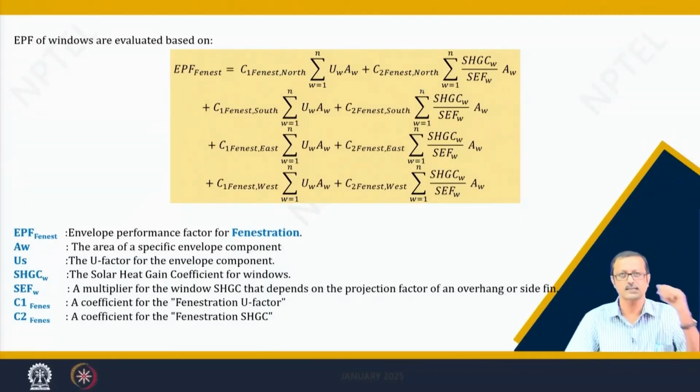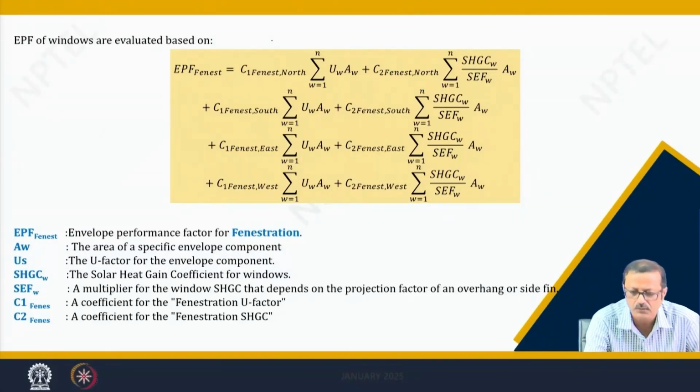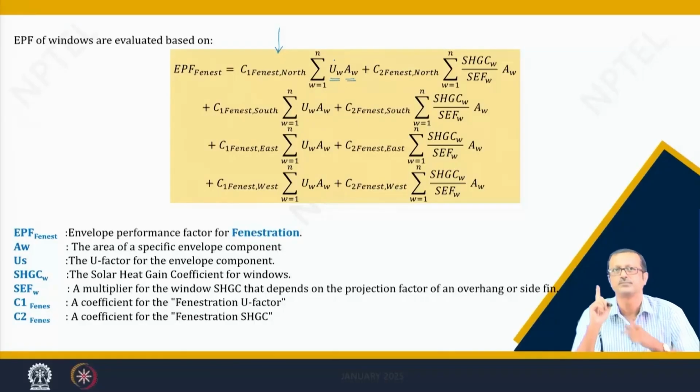I told you earlier that you have to calculate the area of the north windows, south windows, east and west separately, not like the wall area and roof area, where you calculate the whole. There is no need to calculate the east wall area or the west wall area, but here you have to calculate the different directions. The first part, which is the C1 part, is actually U into A, that is the U value, because the window takes care of both the conduction heat gain and also the radiation heat gain through the SHGC.